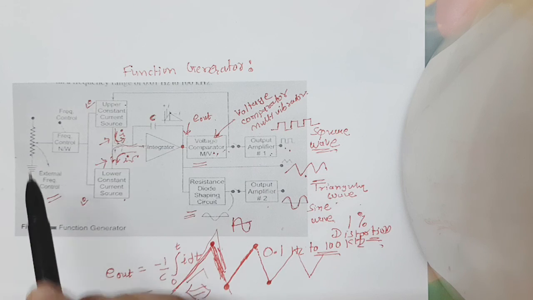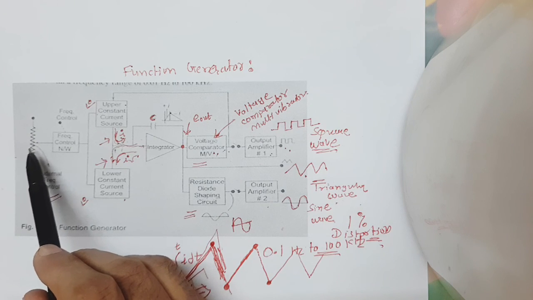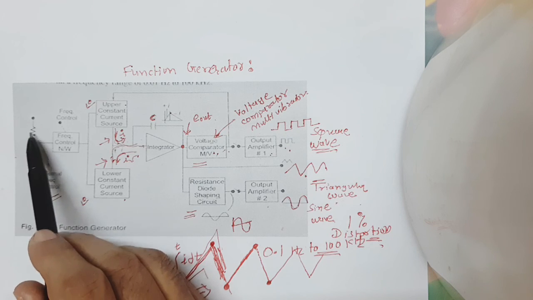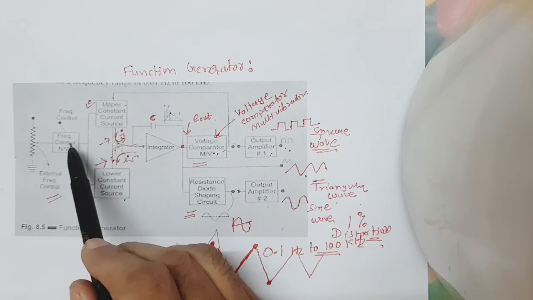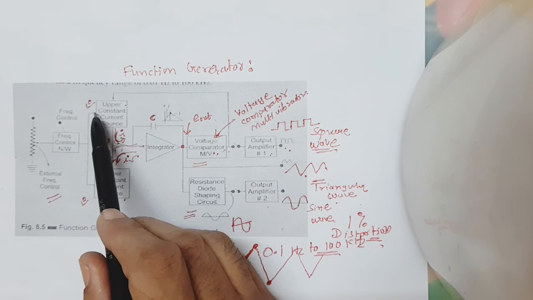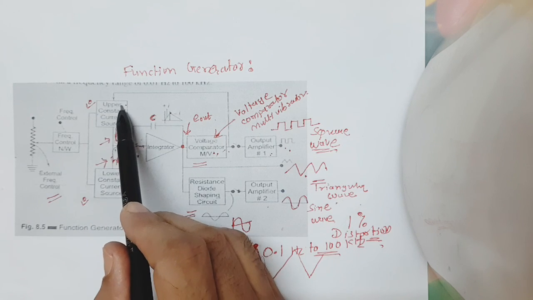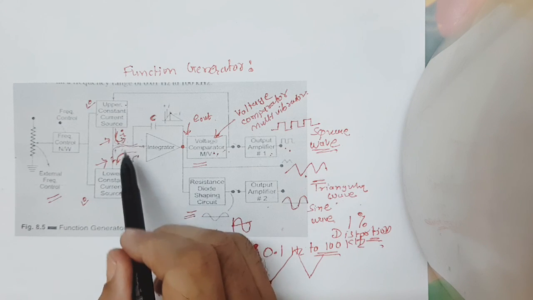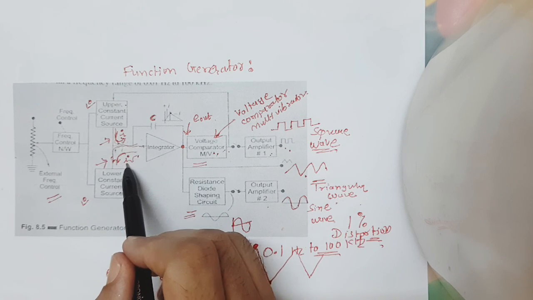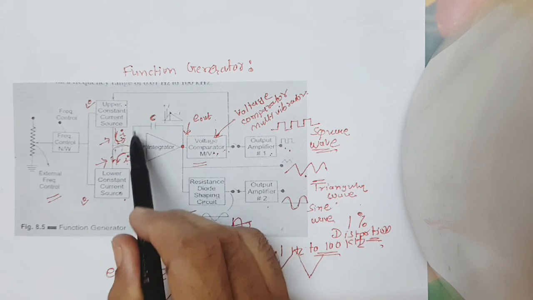We can change the frequency with the help of changing the resistance. This is our frequency control network through which we are applying the voltage to the transistor of the upper constant current source as well as the lower constant current source. We produce the I. This is our forward current. This is our reverse current. This is our integrator circuit.